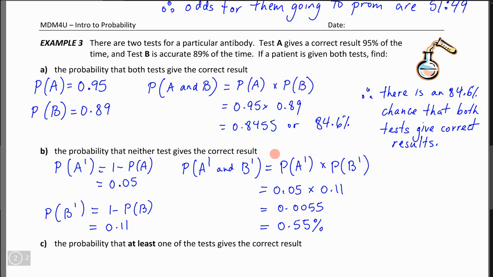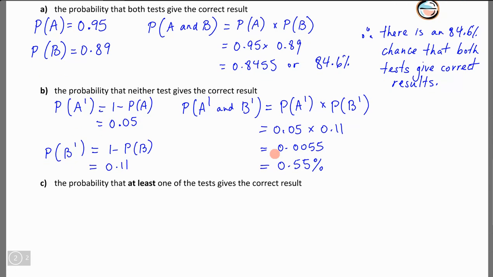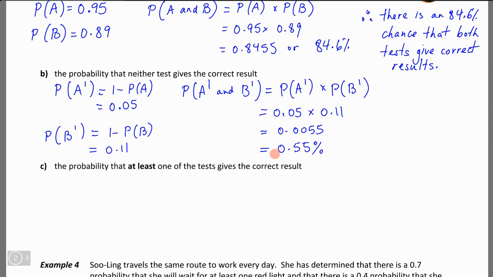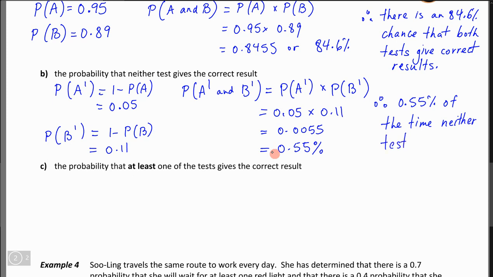Okay, so there's a 0.55% chance that neither test gives the correct results. Let me write that concluding statement. Therefore, 0.55% of the time neither test gives the correct result.